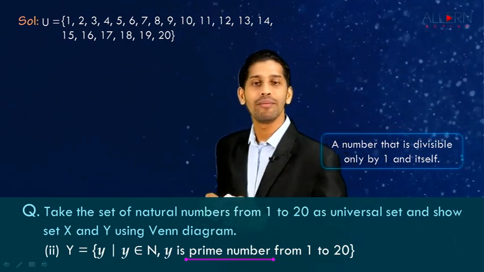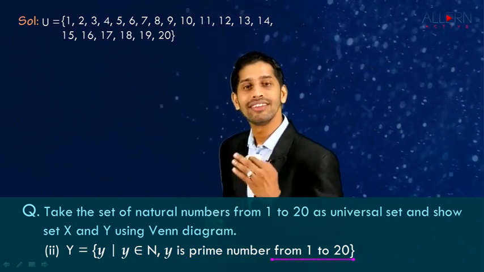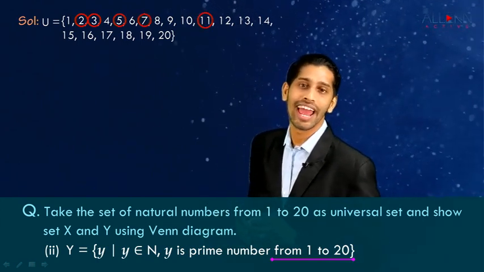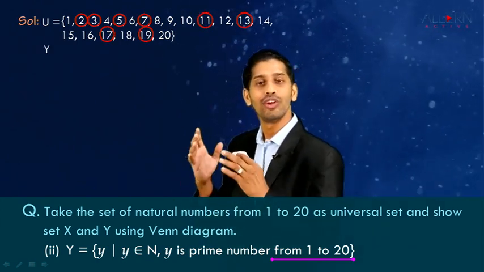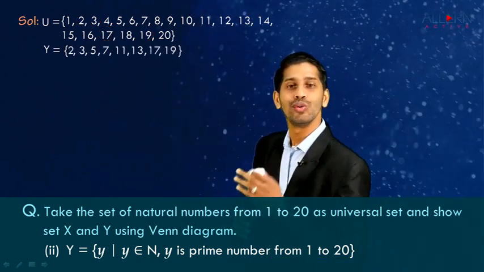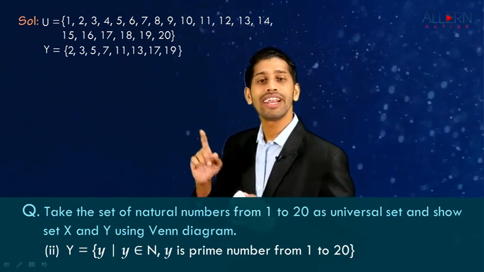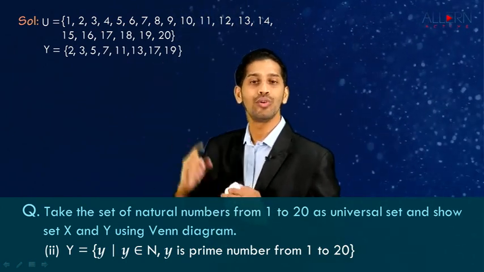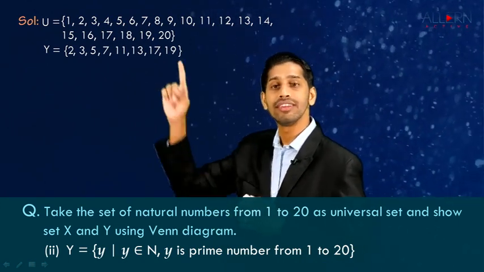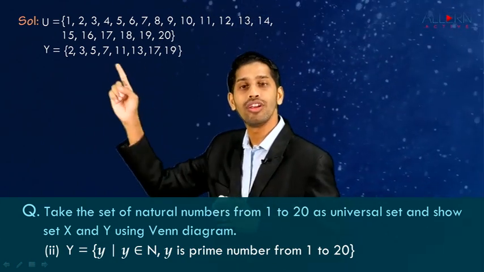So the list of prime numbers from 1 to 20 are 2, 3, 5, 7, 11, 13, 17 and 19. So we need to write all the elements separated by commas. So Y equals 2, 3, 5, 7, 11, 13, 17 and 19. So we have converted set Y from set builder form into roster form. Now let's draw a Venn diagram representing two sets, set U and set Y. So first we'll draw a geometrical shape for the smaller set, that is set Y.